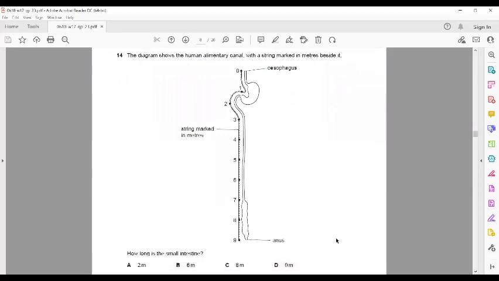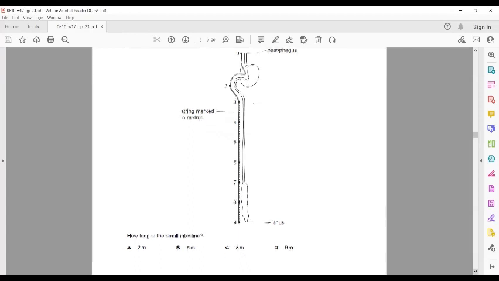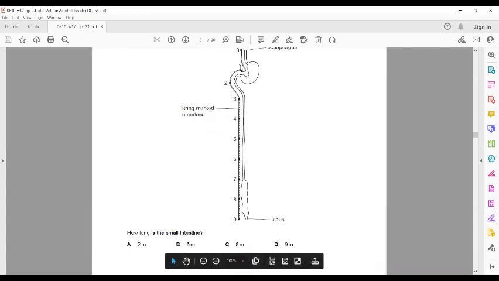Question number 14. The diagram shows a human alimentary canal with a string marked in meters beside it. How long is the small intestine? 1, 2, 3, 4, 5, and that's 6, starting exactly from here up to here. So it is 6 meters. It's very easy. Start from number one, 1 meter, 2 meters, 3 meters, 4, 5, and 6, up to here.